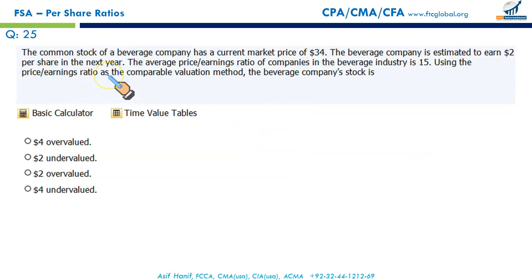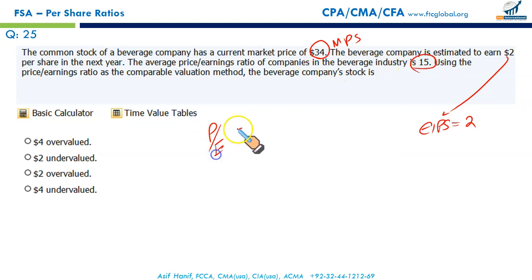The common stock of a beverage company has a current market price of $34 per share. The beverage company is estimated to earn $2 per share in the next year. This is the EPS. EPS expected next year is $2. The average price earning multiple of the companies in this industry is 15. Using the price earning ratio as a comparable valuation method, the beverage company stock is either undervalued or overvalued.